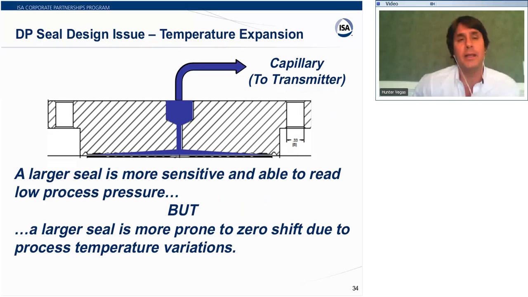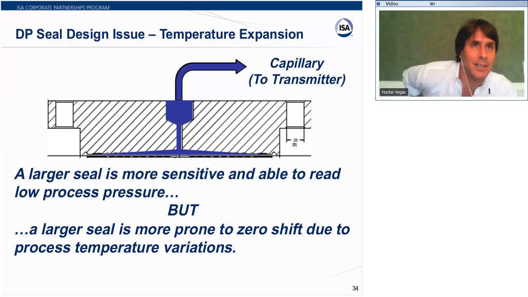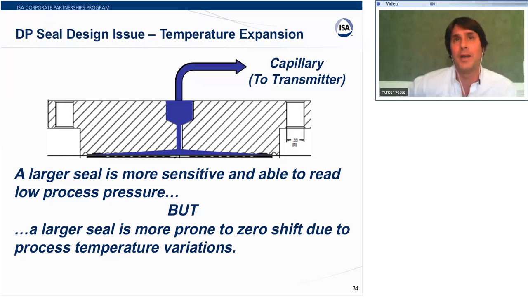One other thing that's worth noting is that the larger the seal is, the more sensitive it is, and it's able to read lower process pressures, down into the inches of water. But the larger the seal is, the more volume of liquid you have in it, and so the more it's prone to zero shift due to process temperature variation. So you want a big seal to get nice, good, sensitive readings, but if you get a big seal, you have more temperature problems.